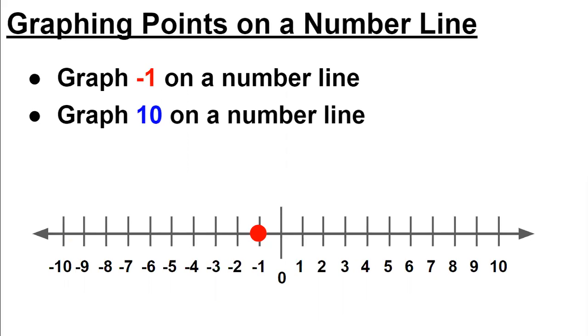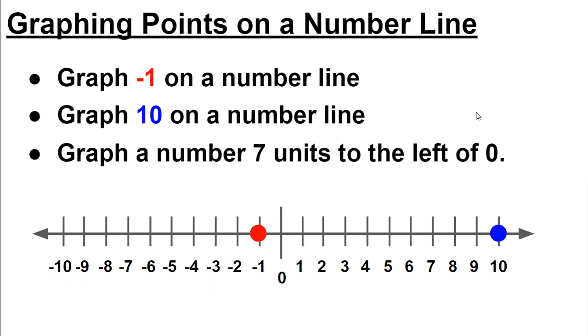Okay, graph 10 on the number line. Where's that one going to be? Is it going to be to the left of 0 or to the right of 0? Did you say to the right? Excellent. There it is, that blue dot. There's 10 on the number line.